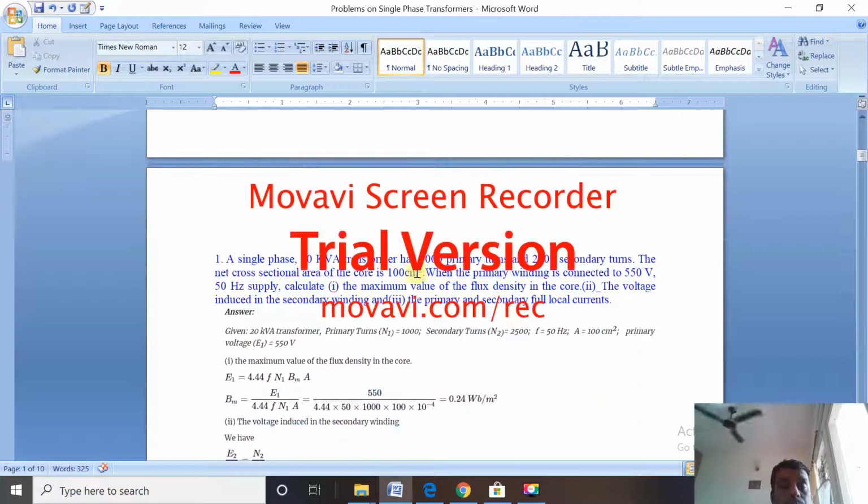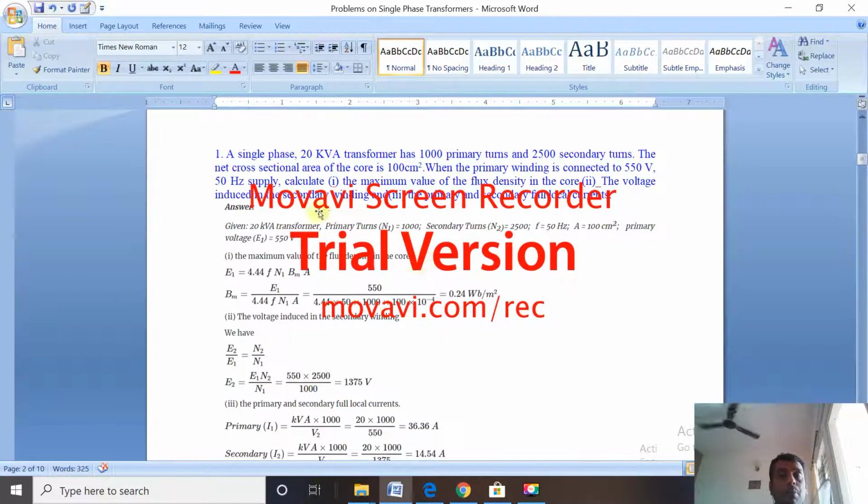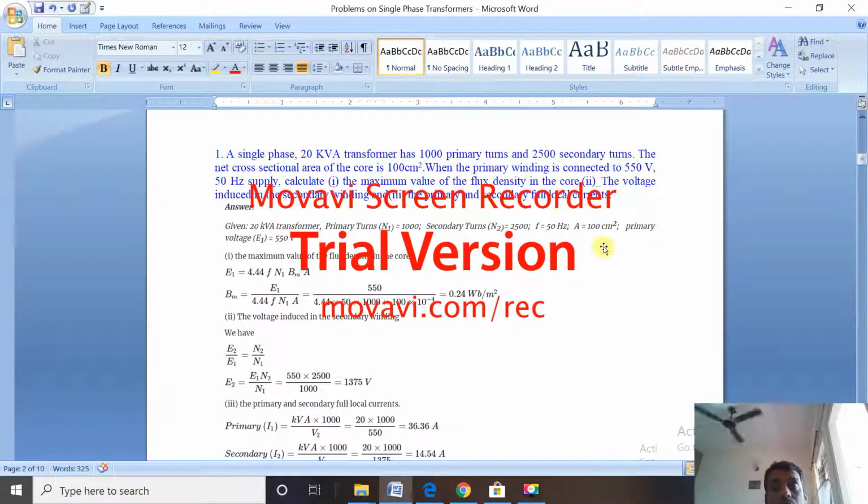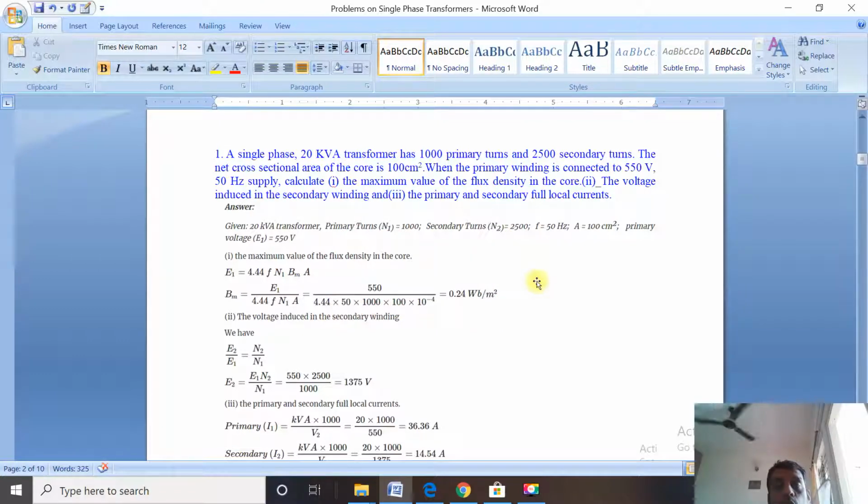We'll go directly to the problem. The first problem: a single phase 20 kVA transformer has 1000 primary turns and 2500 secondary turns. The net cross-sectional area of the core is 100 centimeter square. When the primary winding is connected to 550 volts, 50 hertz, calculate the maximum value of flux density in the core, the voltage induced in the secondary winding, and the primary and secondary full load currents.